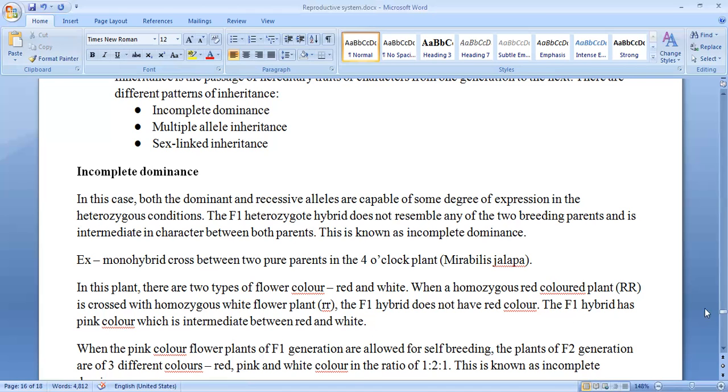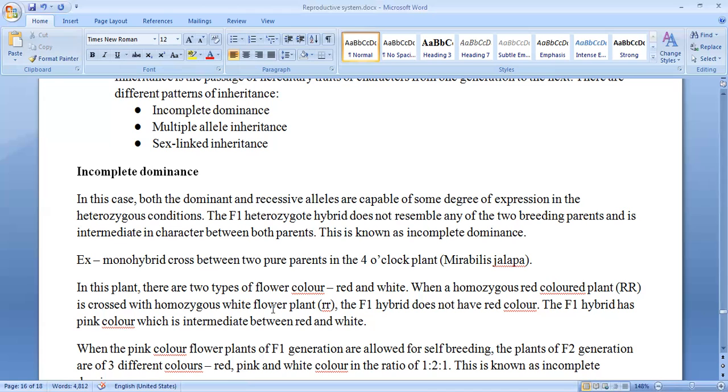Now if you cross that with a white flower plant, in the white flower plant it is the recessive trait which is there, which we will say because it is not red in color, it is white color. So it will be small r, small r, right? So the red colored plant is capital R, and the white flower plant is small r.